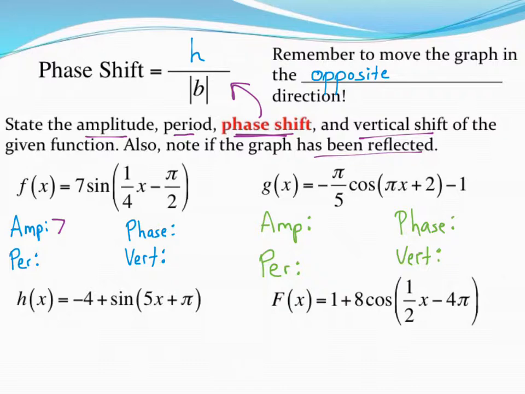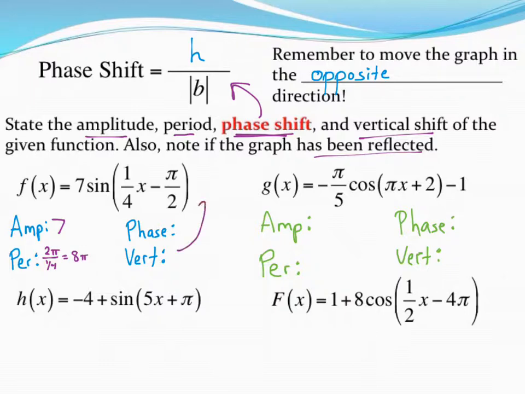To find the period of a sine or cosine function, same as we've always done, it's 2 pi divided by the b value. The b value is the coefficient of x, so in this case it's 2 pi divided by 1/4. Simplifying that, I get a period of 8 pi, just like we've always done. I'm going to skip phase shift. Let me do vertical shift.